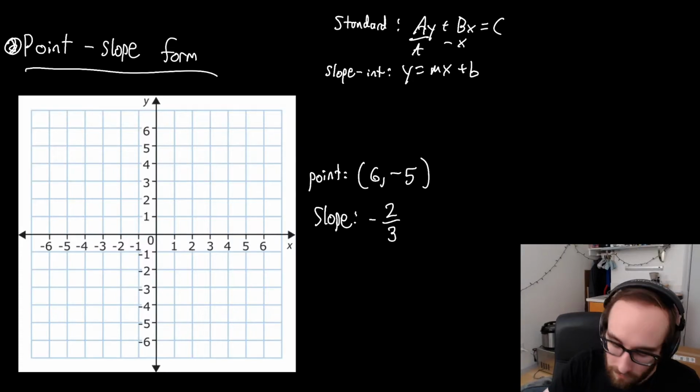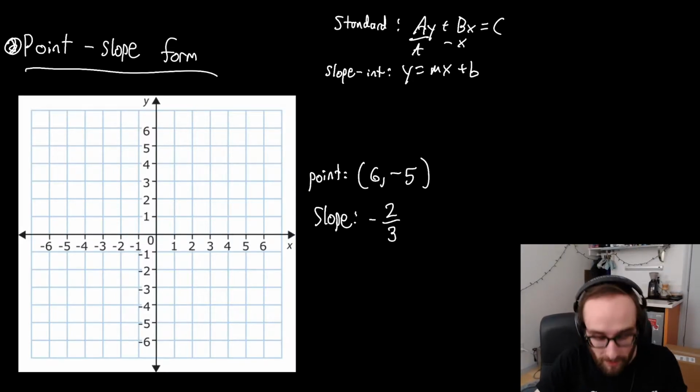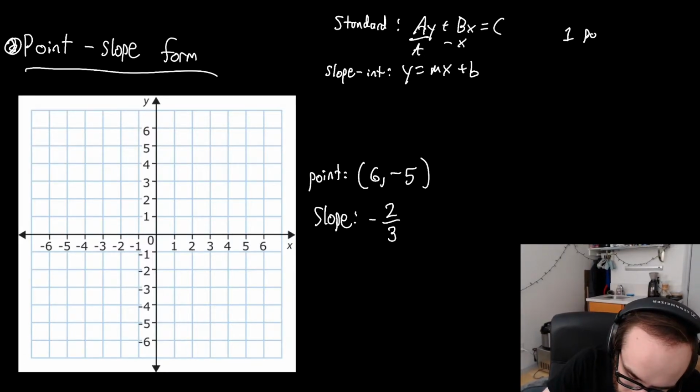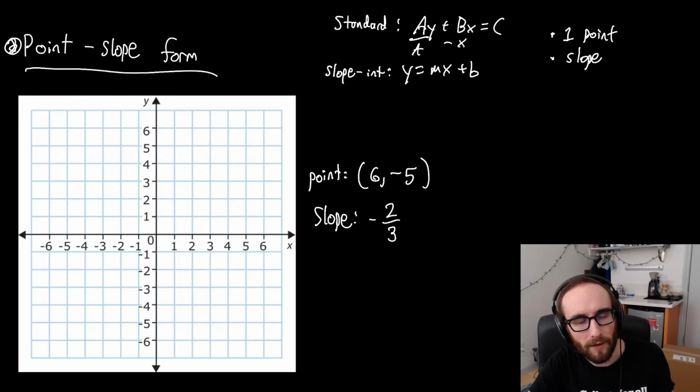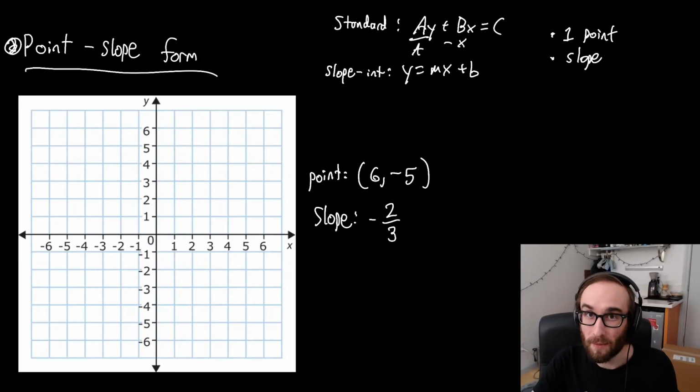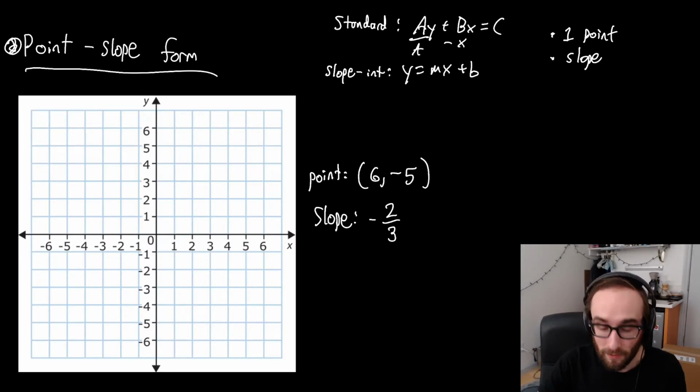Point-slope form involves, exactly as the name implies, one point and the slope. And that's all of the information that we need. So this is helpful when we have the slope, or we can easily find the slope, but we don't know the y-intercept, or the y-intercept is a little bit more difficult to find.